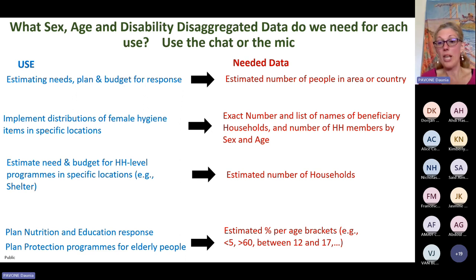Excellent. Now, last one. If I want to plan a nutrition or an education response, or plan protection programs for elderly people, what type of sex and age and disability disaggregated data do I need? So I want to actually plan for nutrition response programs or education programs or protection programs targeting elderly people specifically.